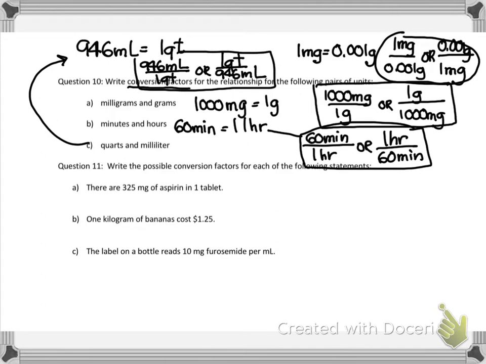Sorry, I'm kind of moving all around the page, but this is what I would do in class. Okay, so that's writing conversion factors for the relationships. So now let's look at question 11.